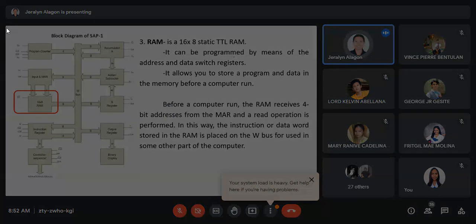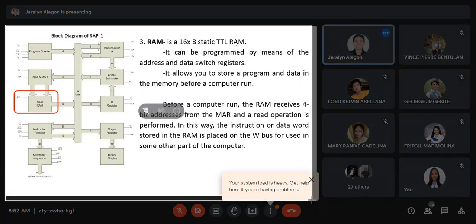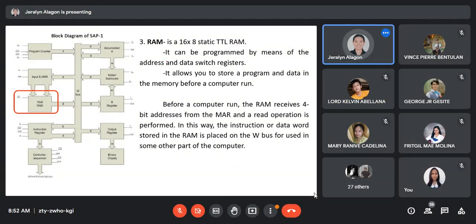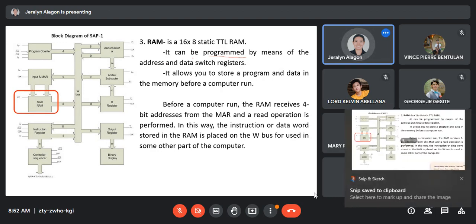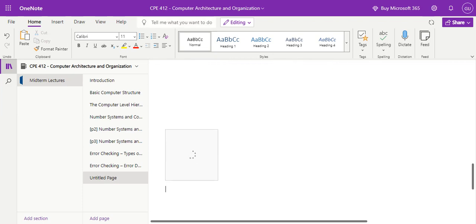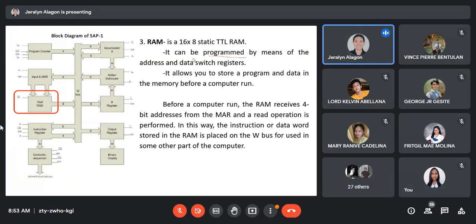So the RAM is a 16 by 8 static TTL, transistor-transistor logic, RAM. Okay, it can be programmed by means of address and data switch registers. So if you look at it, class, it is called programming because we tell the computer to store this data in this part of the RAM. RAM is a memory, remember that there is a corresponding address for each part of the memory.